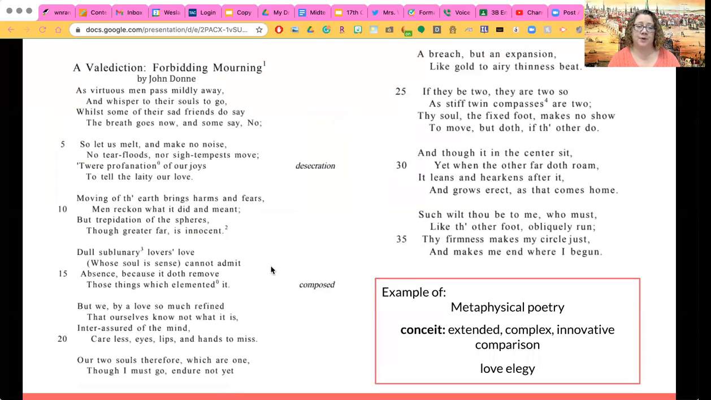Okay, another example of 17th century poetry is the Valediction Forbidding Mourning, which is a beautiful poem. Same poet, different tone. This is a love elegy. It's about the speaker having to separate from the person that he loves, and he's telling them not to cry, not to worry, not to mourn the temporary absence. A valediction, forbidding mourning, is the title.